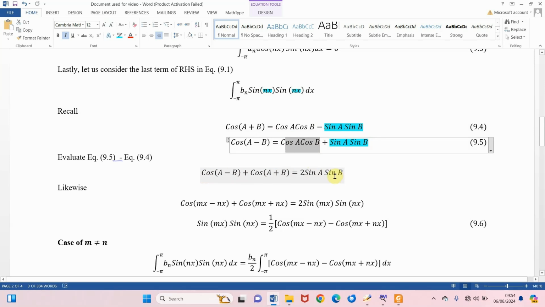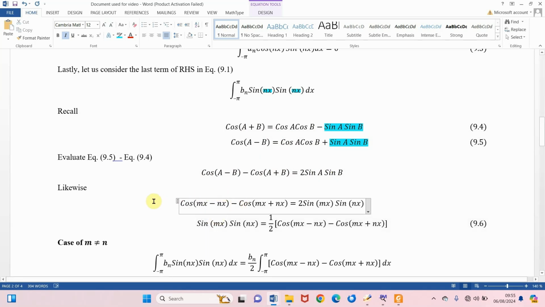Excuse me, what I'm saying is this is minus. Thank you. So cos(A minus B) minus cos(A plus B) will give us this. Then this one again, thank you, is minus.